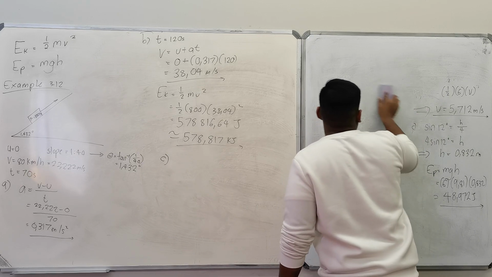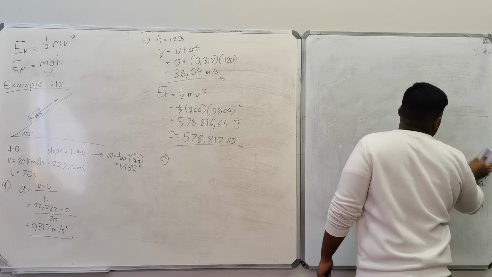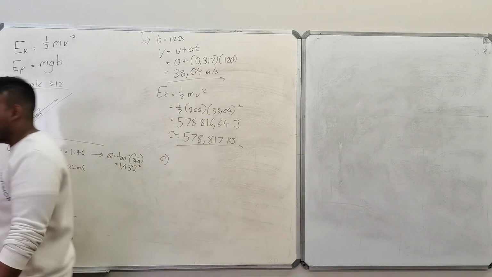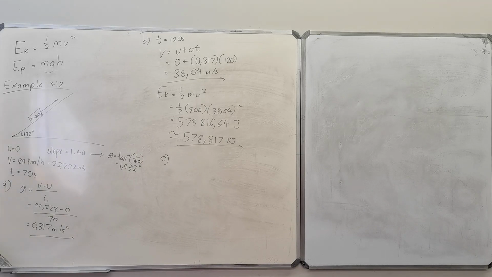Can I ask the next question? Potential energy. The next question is the gain in potential energy after 70 seconds. Not 120 seconds, 70 seconds. So we're back to 70.